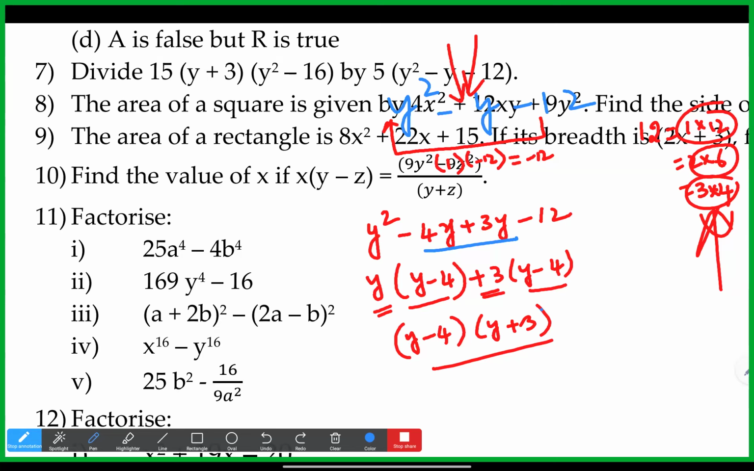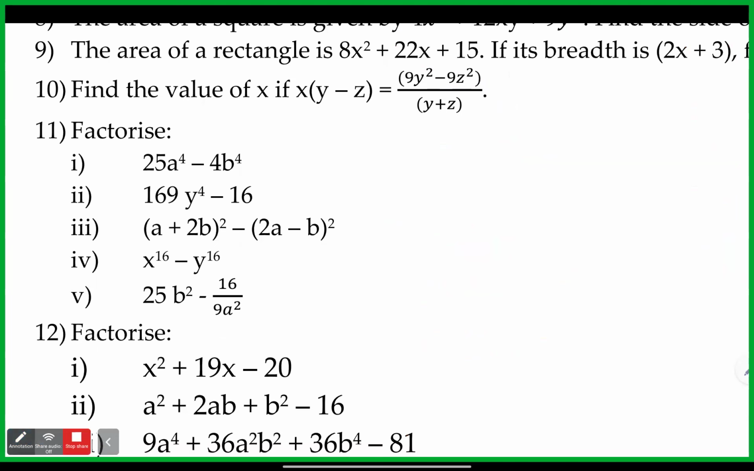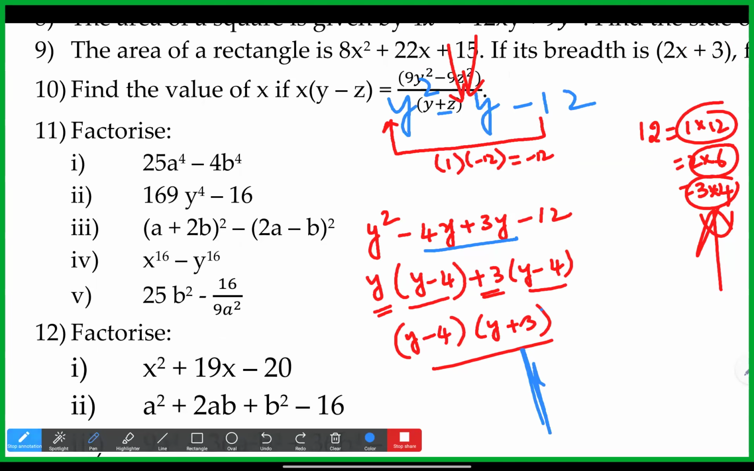So shall I delete this, Pranavi and Pranavi? Yes, sir. Sir, 1 minute. Okay, so I'll remember. So this is just the y square minus y minus 12 part. Now we have to go back to the question and substitute them. In the place of y square minus y minus 12, we should write y minus 4 into y plus 3.